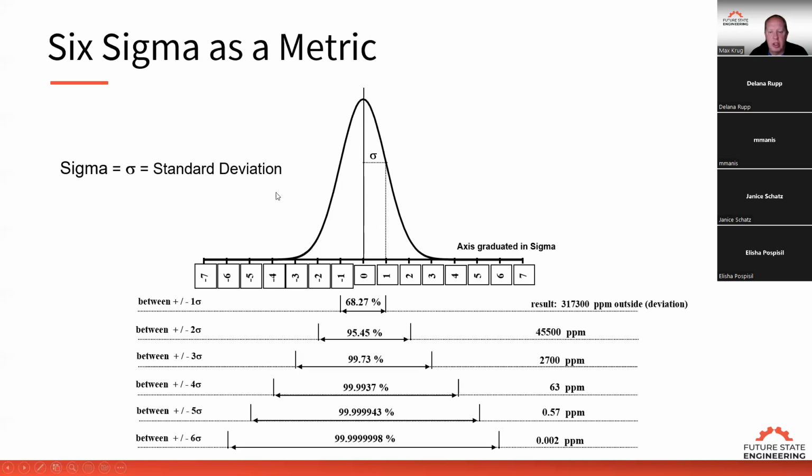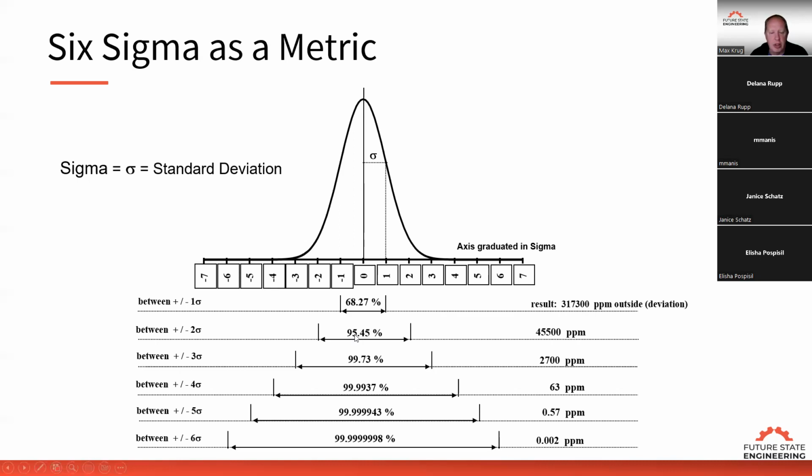And so statistics says if I take the average and I take one standard deviation from the average, 68% of the data points should fall within that range. So in measuring parts per million, that means that 317,300 parts should fall outside that range. If I'm running 1 million parts, that many should fall outside one standard deviation.